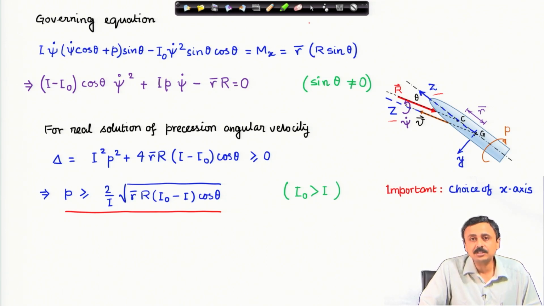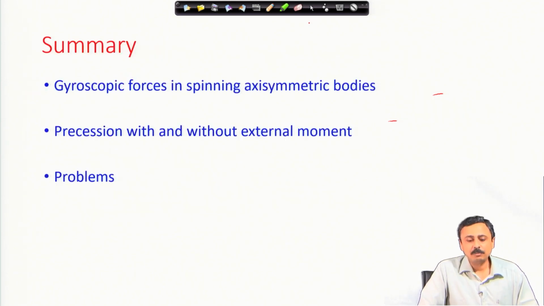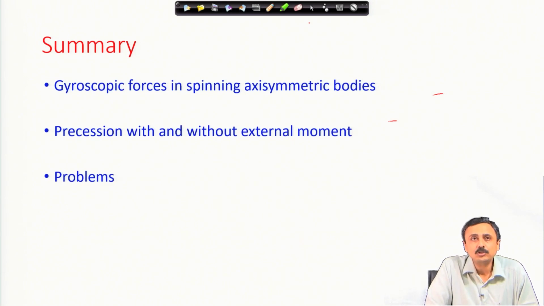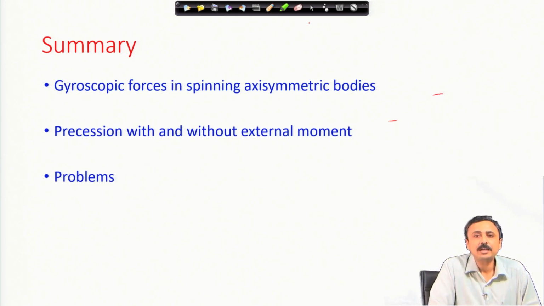This is known as spin stabilization of a projectile, and this is typically used in bullets. For example, there is rifling in the barrel of the gun which gives a spin to the bullet or the projectile, so that it does not deviate from its path due to aerodynamic effects. So, that completes our problem. In this lecture we have looked at gyroscopic forces on spinning axisymmetric bodies, discussed precession with and without external moment, and looked at some problems. With that, I will close this lecture.